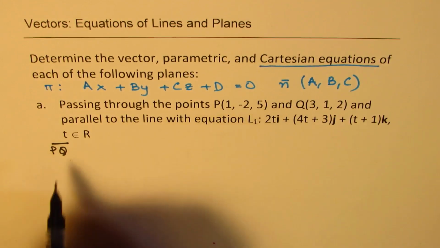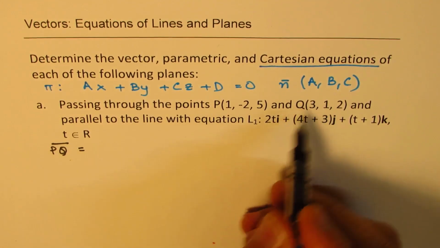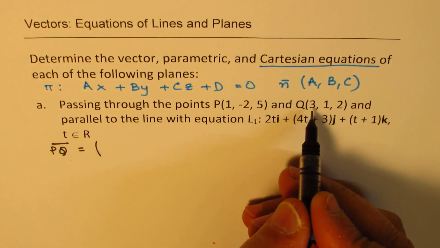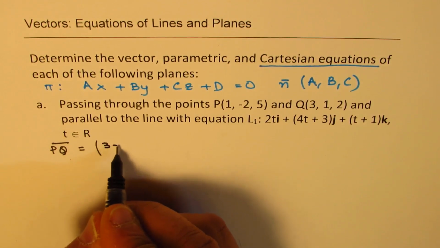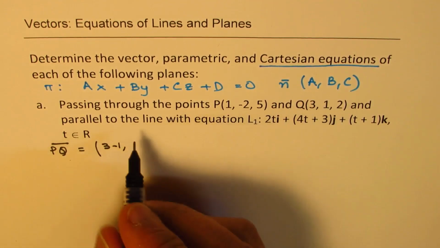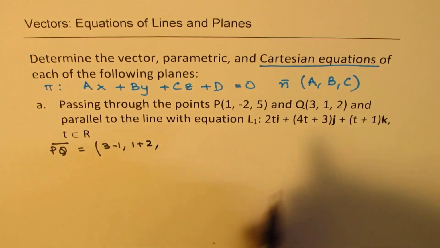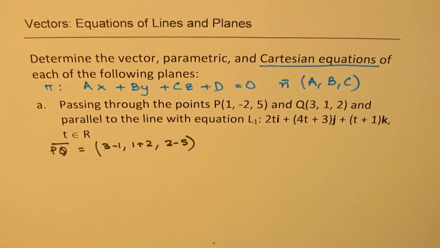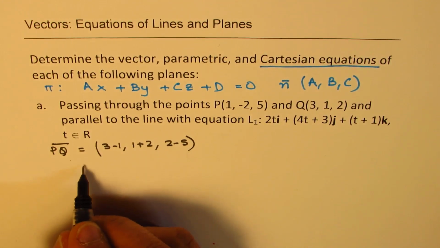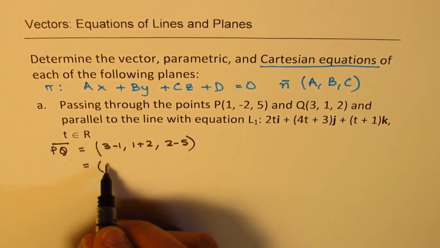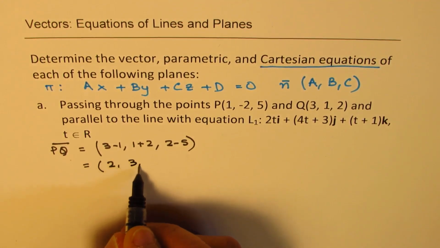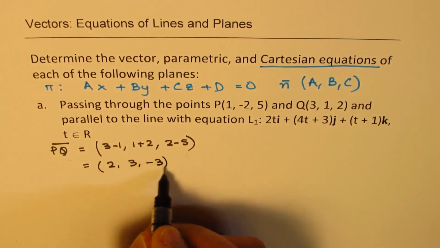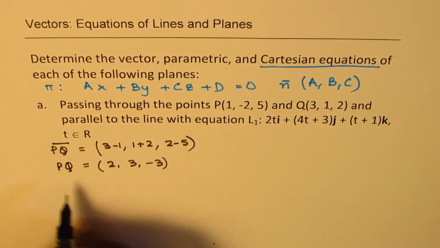So P to Q, the direction will be what? 3 minus 1, 1 minus minus 2 makes it plus 2, 2 minus 5. So 3 minus 1 is 2, 2 plus 1 is 3, and 2 minus 5 is minus 3. So we got one direction, PQ.